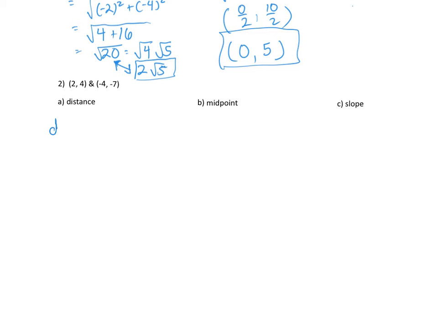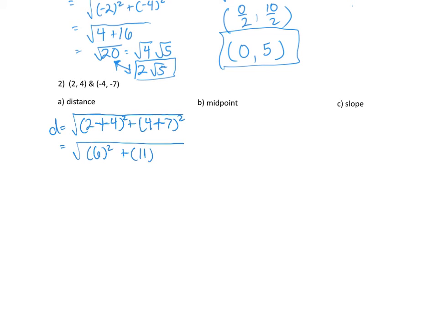Our distance, subtract our x's, so 2 minus negative 4, squared, plus 4 minus negative 7, squared. Simplify that some more. 2 minus negative 4 is the same thing as saying 2 plus 4. I'm going to change these into pluses. 2 plus 4 is 6 squared, plus 11 squared. This gives me 36 plus 121.